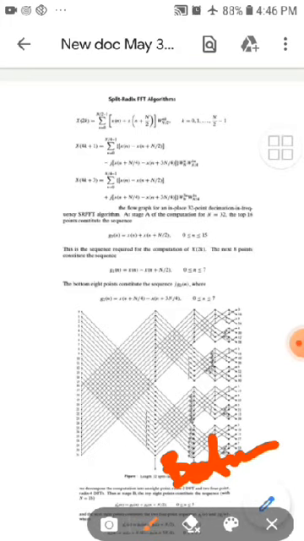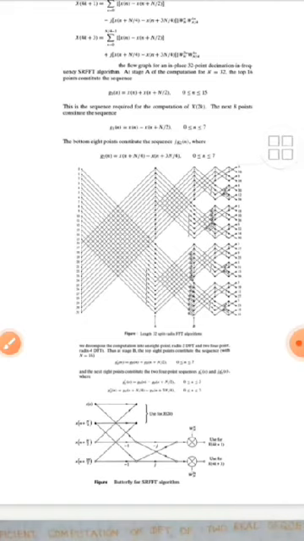It constitutes z1 of n minus z2 of n into W suffix 32 and prefix n, where n ranges from 0 less than or equal to n less than or equal to 7, which is used to compute X of 4k plus 1, where k ranges from 0 less than or equal to k less than or equal to 7. So that's the stage B.